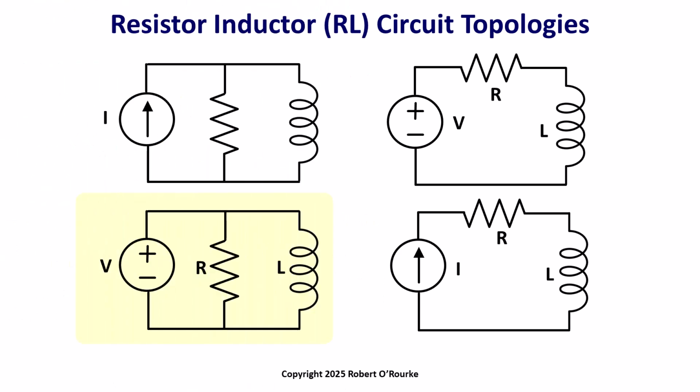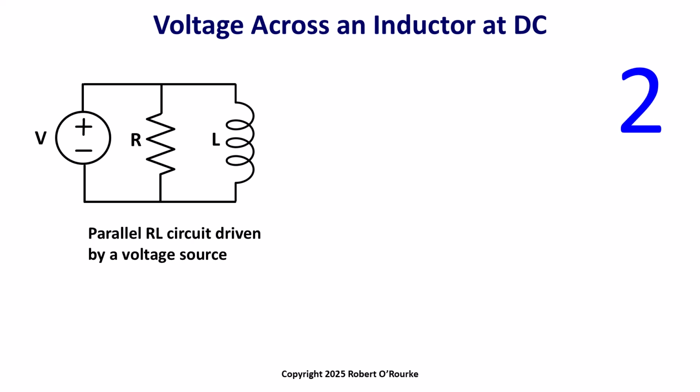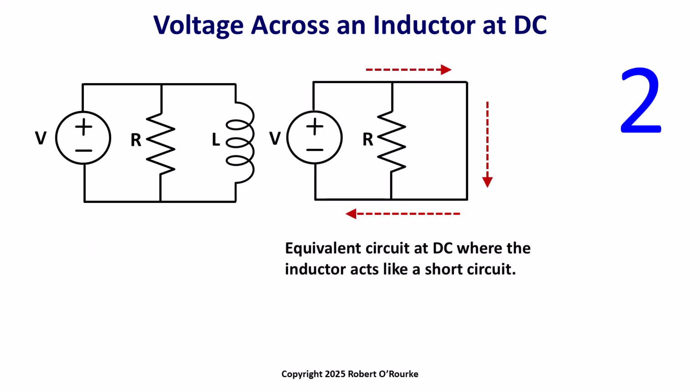For the second of the four RL topologies to analyze, we replace the current source with a voltage source, giving us a voltage source in parallel with a resistor and inductor. Whoa! This circuit looks like a problem right away. That's right. There is now an independent voltage source placed across the inductor, which is an ideal wire, a short circuit at DC, as indicated in the equivalent circuit.